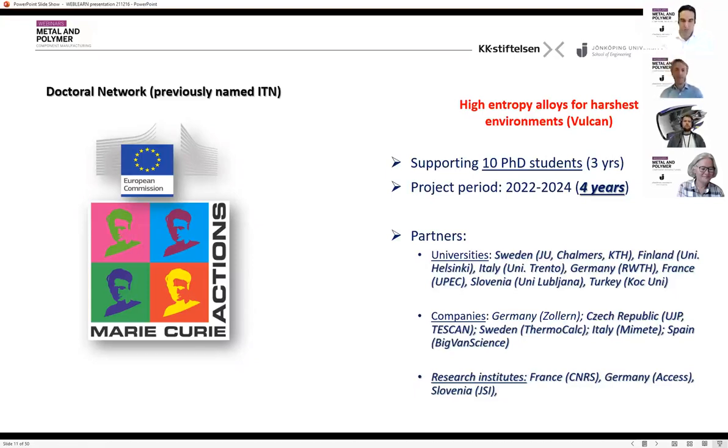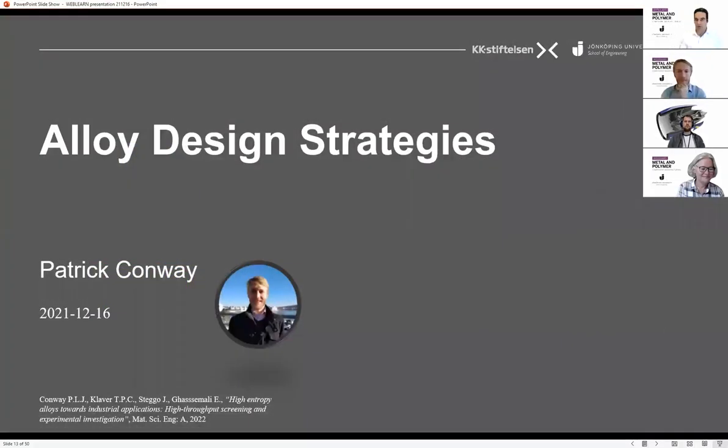It was just to give you an overview of what we are doing, the research activities that are going on right now. There are of course a lot more, but just to give you an idea of what we are doing. One of the main activities that we have been developing, and Patrick has been the main part of it, is high throughput screening. How can we develop methods for accelerating the alloy design for high entropy alloys?